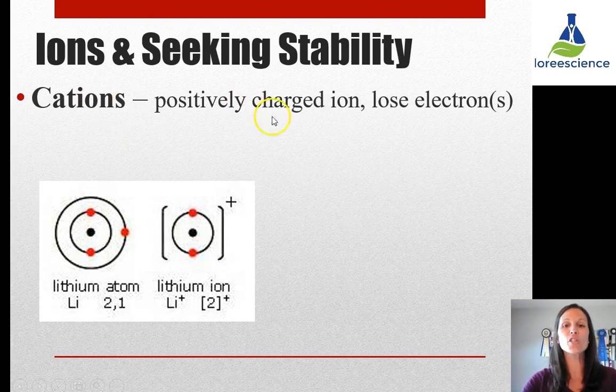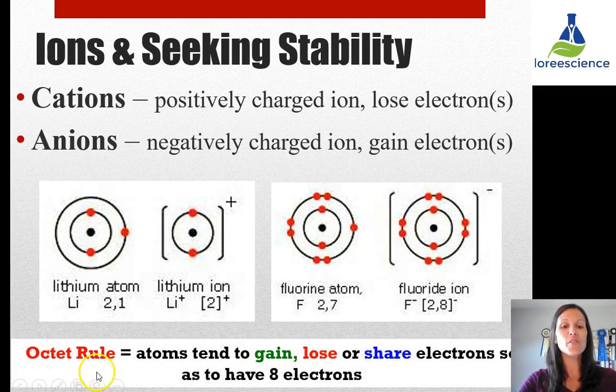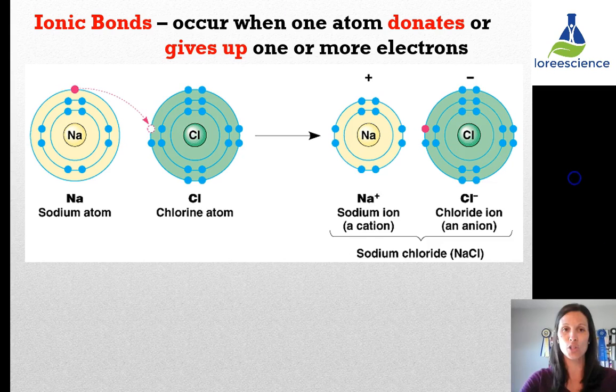Cations are a positively charged ion, meaning that they have lost an electron. Let's take a look at lithium. It only has 1 electron in its valence shell. It could either lose that 1 or gain 7 to try to fill that shell because 8 is what it needs. It's easier to lose the 1, therefore it gains a positive charge because it has more protons. Anions, conversely, are negatively charged because they have gained electrons, like this example of fluorine. This is a reminder of the octet rule. Atoms tend to gain or lose or share electrons to have 8 electrons or a full outer shell.